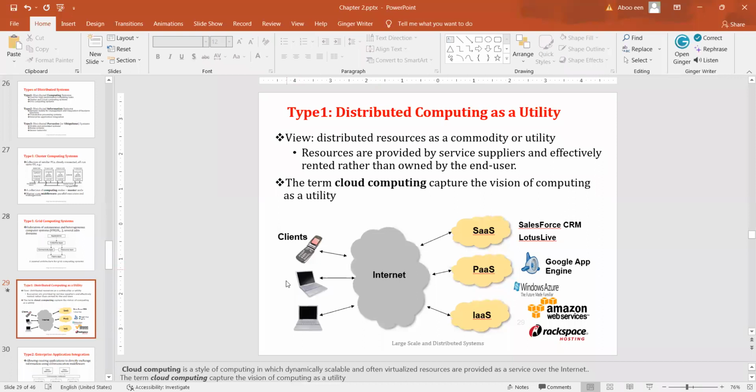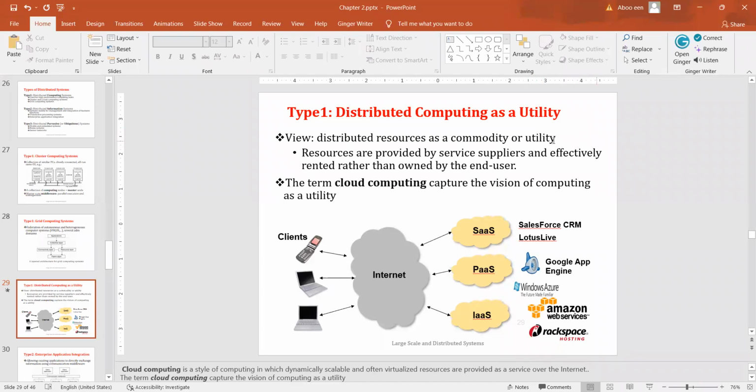So the users have to pay a subscription fee to these service providers, and they can use these services. It can be software as a service, platform as a service, or infrastructure as a service. So cloud computing is providing these services to their connected users or clients. So basically we call it computing as a utility. All are computing services, computing as a utility services, like our electricity and water and telephone.